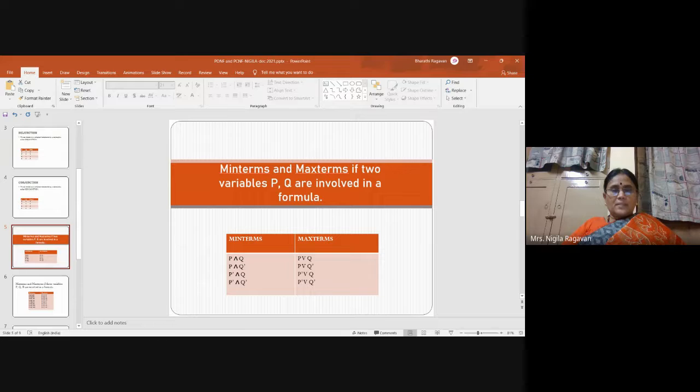The first place is occupied by P or P dash. The second place is occupied by Q or Q dash. So the first place is occupied in two ways, the second place is occupied in two ways, so totally there are four min terms. Similarly, if cap is replaced by cup, we get max terms: P cup Q, P cup Q dash, P dash cup Q, P dash cup Q dash.